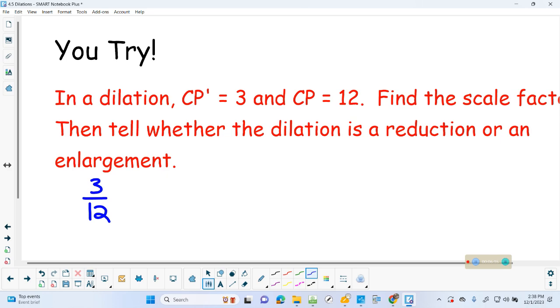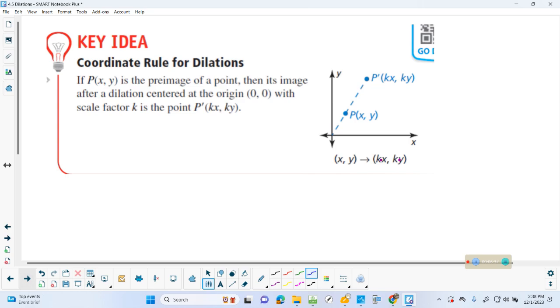All right, let's reduce it. 3/12, of course, a quarter. Reduction or enlargement? Reduction. It's a quarter as much. It's going to shrink it down. That's the tricky, and I say that kind of tongue-in-cheek there, tricky part of the day, which is pretty easy. Always go to the prime first and then the pre-image. Rest? Easy. Okay, nothing to fill in on the note sheet, just look at it.